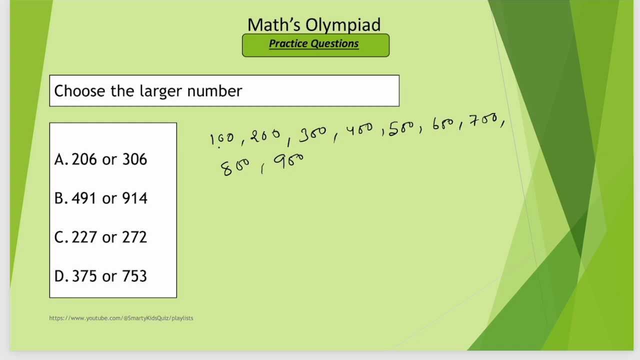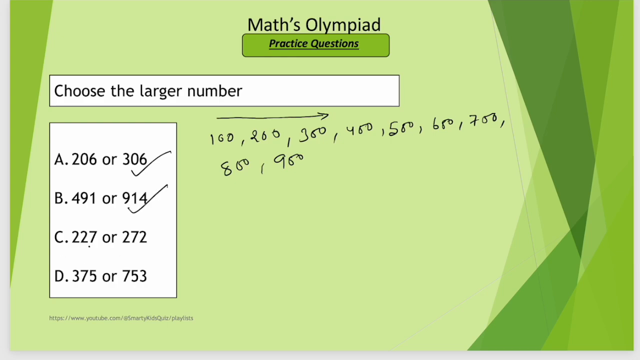So when we start from 100 to 200 to 300, 400, this order we call ascending order. It's upward direction, right? And when we come down from 900 to 800 to 700, 600, this we call descending order. So in this, now 206 or 306, which one is larger? Of course 306, because this is 300 series and this is 200 series, so 306. Now 491 or 914, this is 900, 400, so 914.